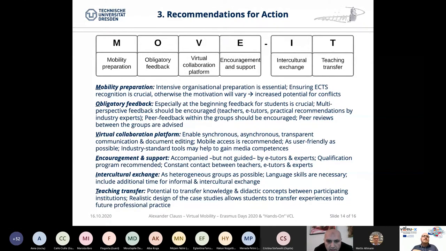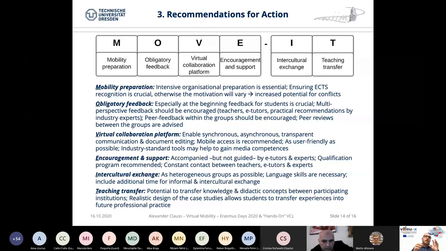Virtual mobility needs intensive organizational preparation, and it should be ensured that the ECTS recognition is given at all participating institutions. Otherwise, it will increase the potential for conflicts. Number two of MOVE IT is the obligatory feedback, especially at the beginning of virtual group work. Feedback is very crucial for students.